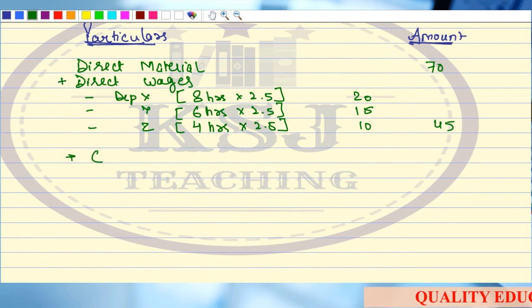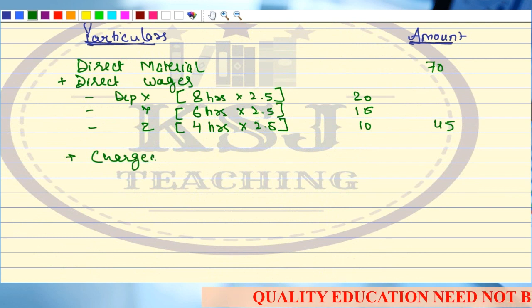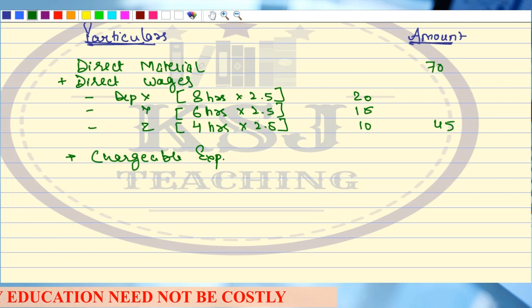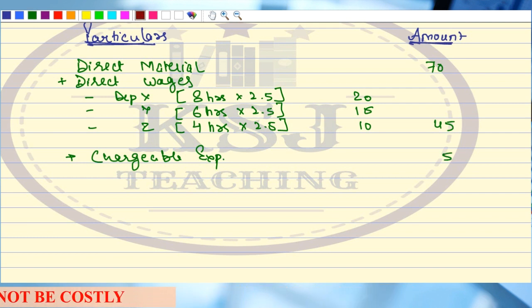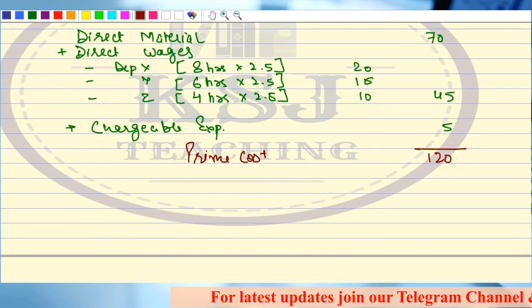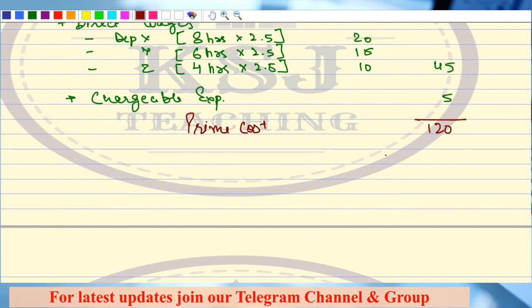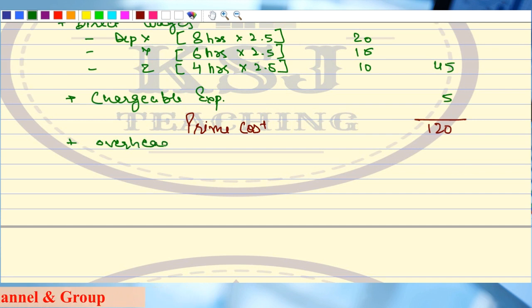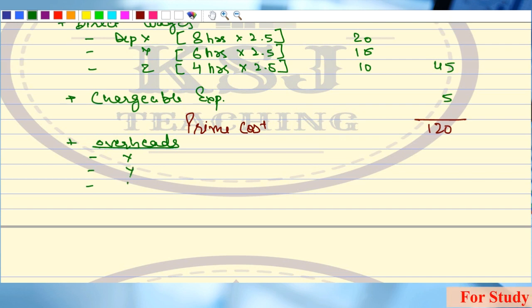Add chargeable expenses, that is given to us as 5. That is also correct. Now from here what we get is the prime cost. Prime cost, that is 120. Now up till this point the supervisor was absolutely correct, right? Now the next point is add overheads. Now overheads are to be taken for each department, X, Y and Z. Now this is where he committed the mistake.